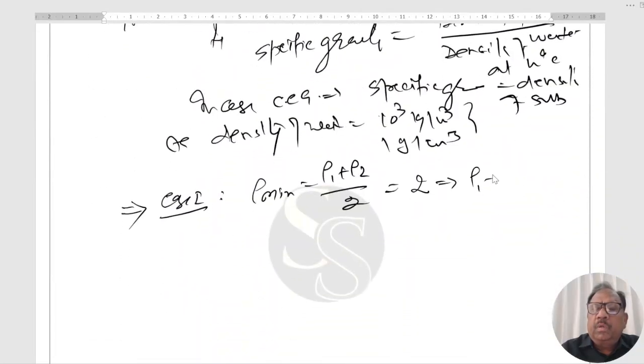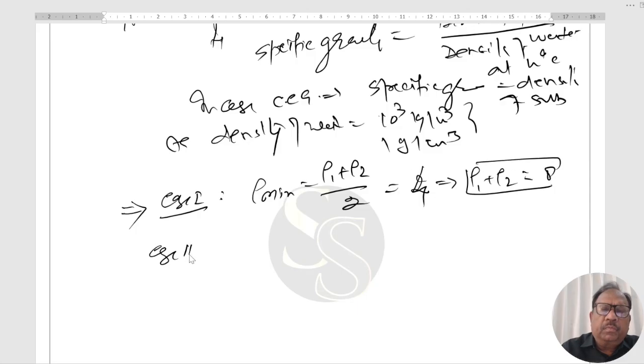That is rho 1 plus rho 2. That is 4. 8. This is case 1. Case 2. Equal masses.